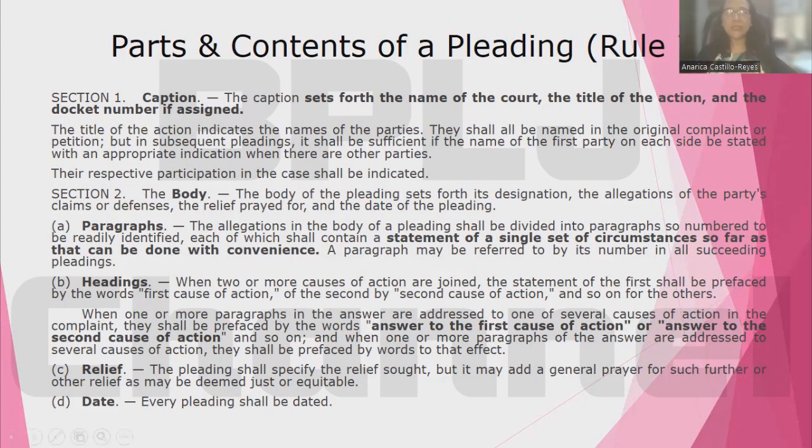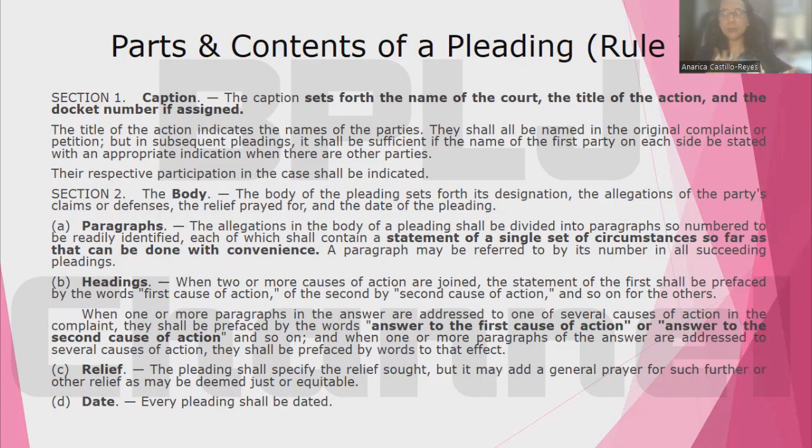Of course, a pleading, the first portion that you will see in the pleading is the caption. It sets forth the name of the court, the title of the action, and the docket number assigned. The title of the action indicates the name of the parties. Their respective participations, either as plaintiff or as defendant, will be indicated.